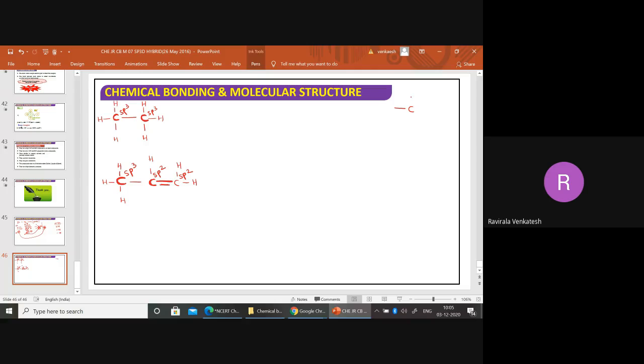There are no pi bonds here, so hybridization will be sp3. Where a double bond is there, it is sp2. You can show it like this also. Both are the same. If you have two pi bonds like this, it is sp. Now one more thing I am writing. This one, beta.